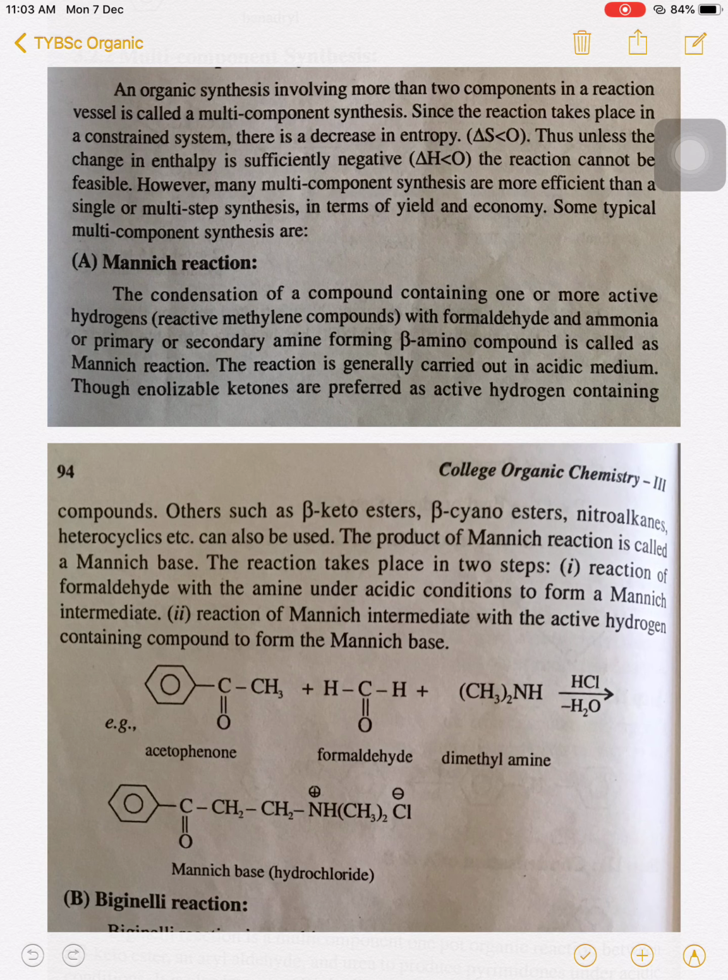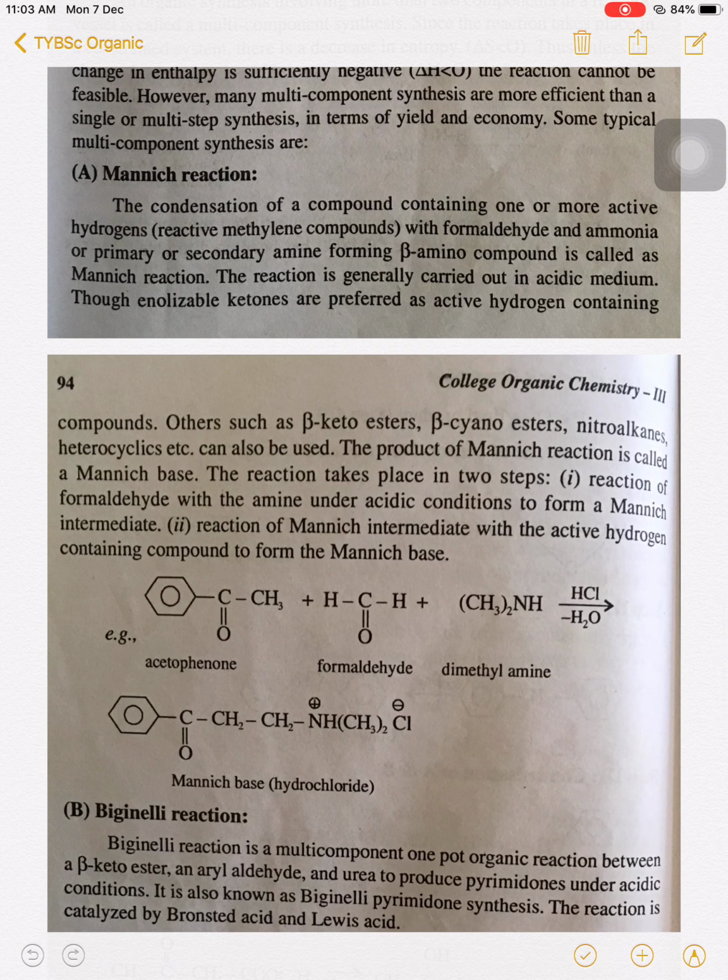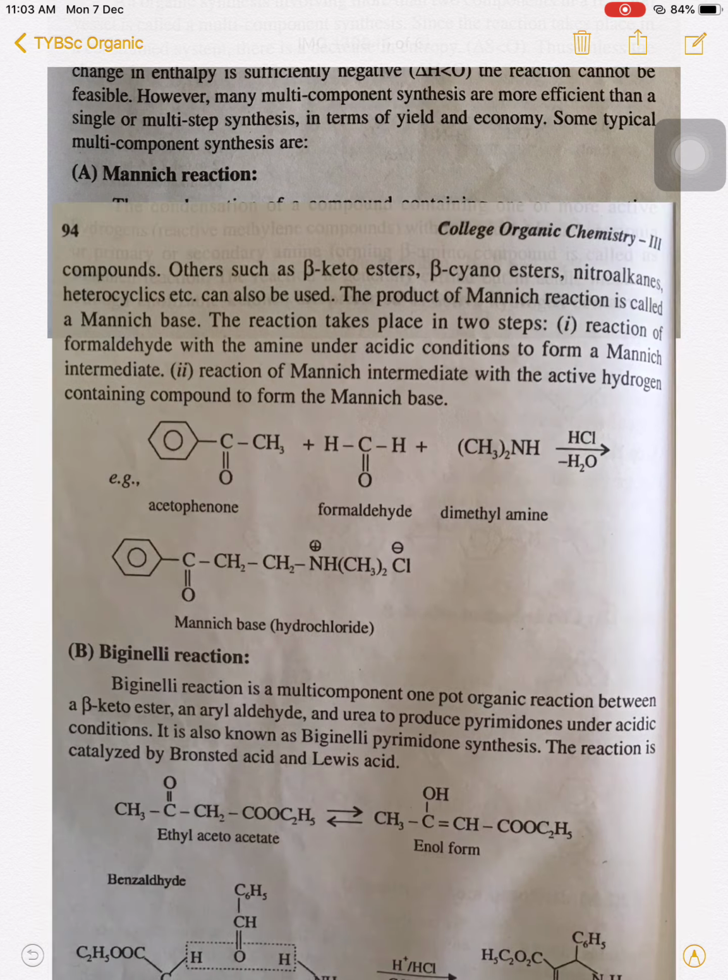The reaction is generally carried out in acidic medium, though enolizable ketones are preferred as active hydrogen containing compounds. Other active hydrogen compounds may be used, such as beta ketoester, beta cyanoester, nitroalkanes, and heterocyclics, to carry out this reaction. The product of the Mannich reaction is called the Mannich base. The reaction takes place in two steps. Now see the first step here.